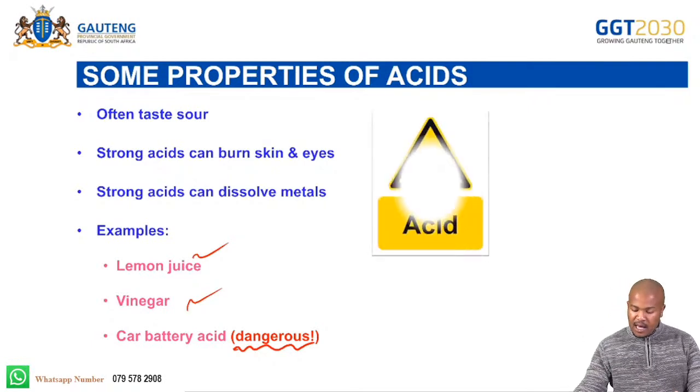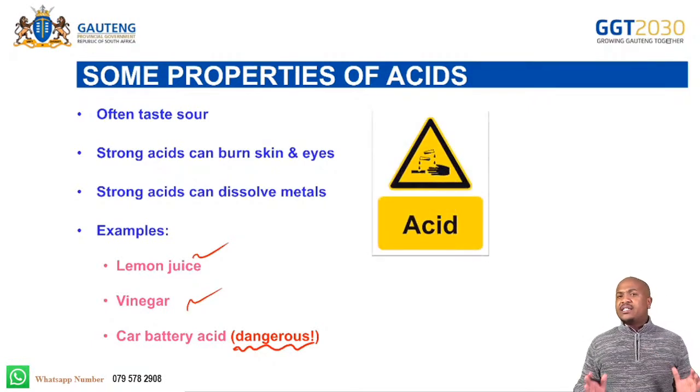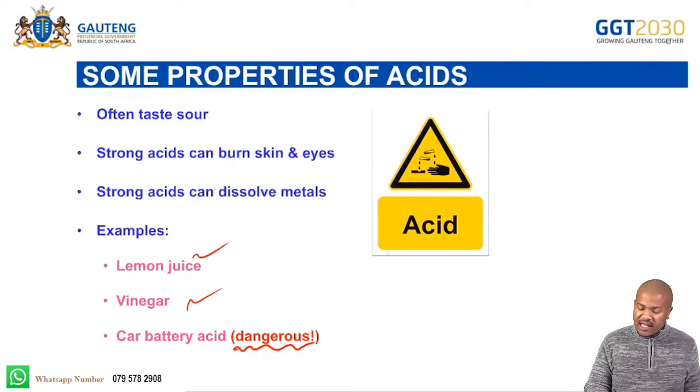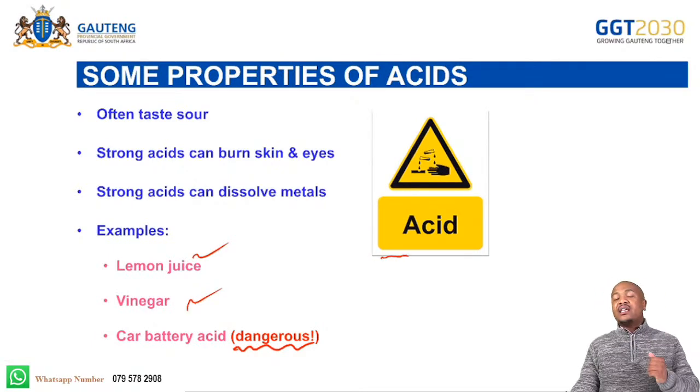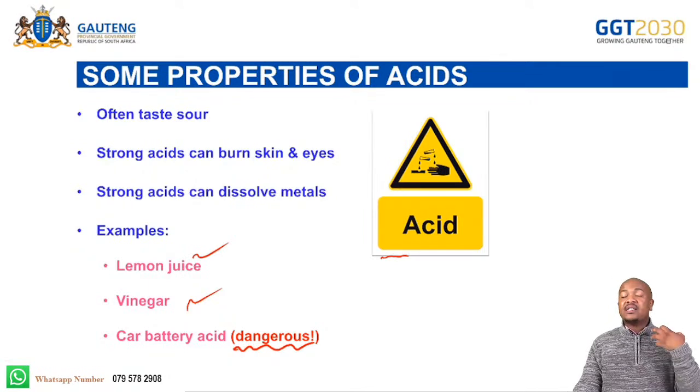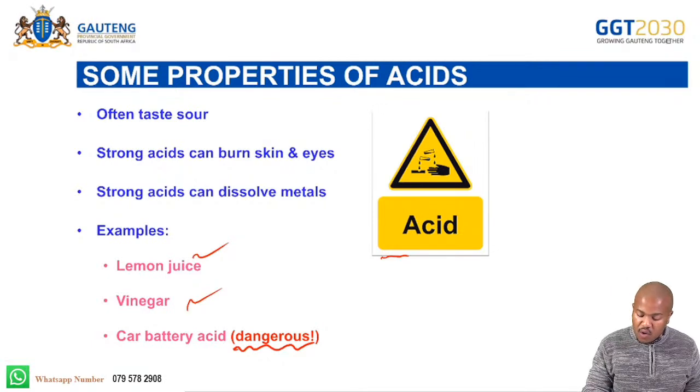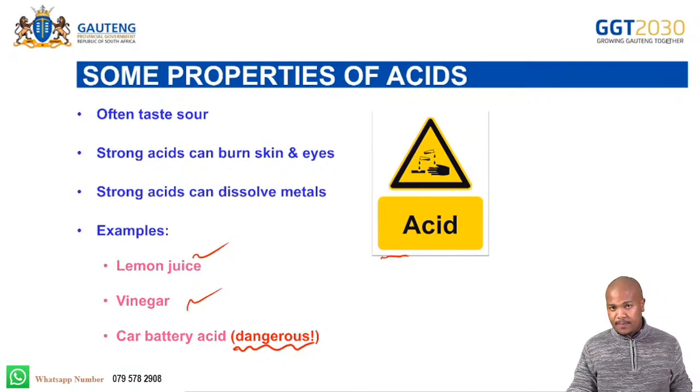Now, if you look at most acidic substances, they have signs like this to indicate that this substance is an acid, and that you should be careful and use gloves when in contact with that substance.